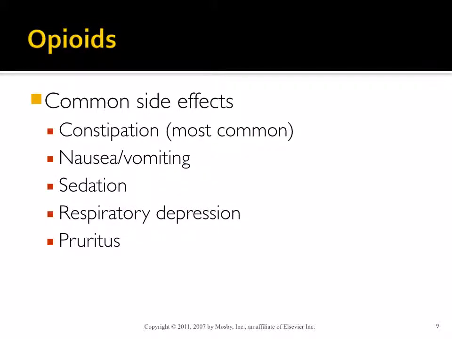Common side effects of opioids. These are constipation, which is very common, nausea, vomiting, sedation, respiratory depression, and itching. Now, many side effects go away. The exception is constipation. Constipation stays there for a long time and is the most common opioid side effect.